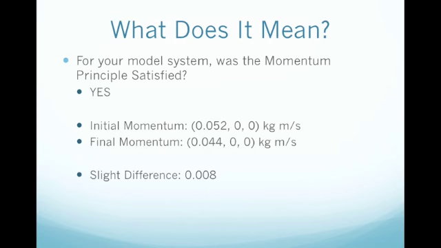Now let's talk about the second question. For my model system, was the momentum principle satisfied? The answer is yes. The initial momentum was found to be 0.052 kilograms meter per second, and the final momentum was 0.044 kilograms meter per second. There is a slight difference of 0.008 kilograms meter per second, but this is most likely just due to errors.